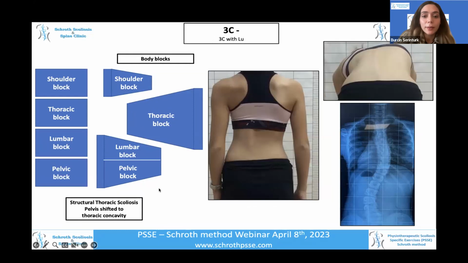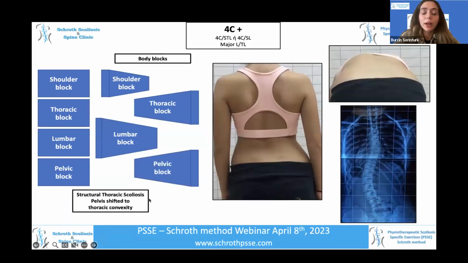This is 3C minus. As you may assume, this is almost the same with the previous one. There's a structural thoracic curvature and pelvis is shifted to thoracic concavity, but the only main difference is we have structural and significant lumbar curvature. And as you may assume, we cannot overcorrect for this type of scoliosis, because if we overcorrect, it will affect lumbar curvature negatively. Minus means overcorrection is not allowed.